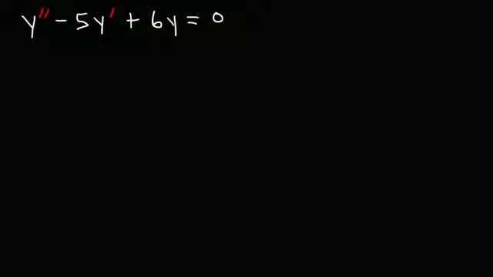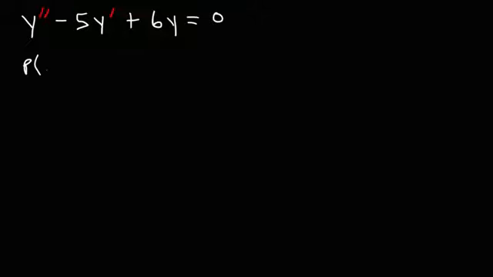How would you solve an equation that looks like that? y double prime minus 5y prime plus 6y is equal to 0. How would you solve that differential equation? In this video, we're going to talk about it. But first, you may want to have a sheet of paper with you to take down some notes.